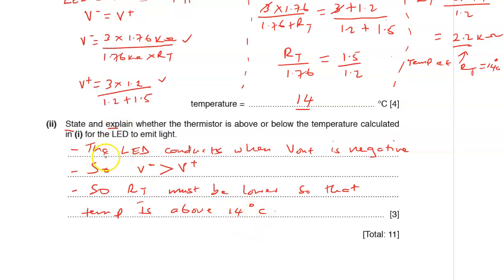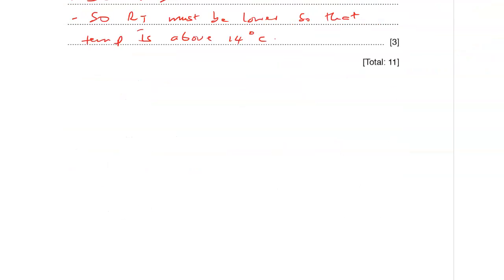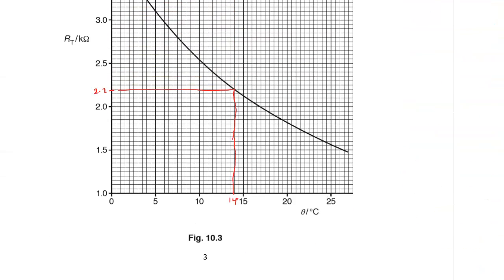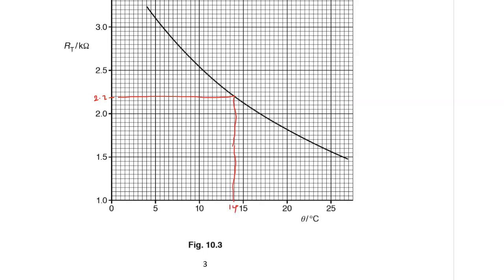The explanation is that the LED conducts when the V out is negative, and therefore the inverting voltage should be greater than this. So the resistance of RT must be lower, so that the temperature is above 14. All right. Of course, you can see if it is lower, then the temperature will be above 14.